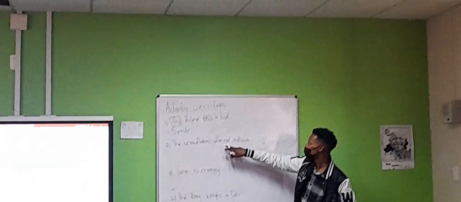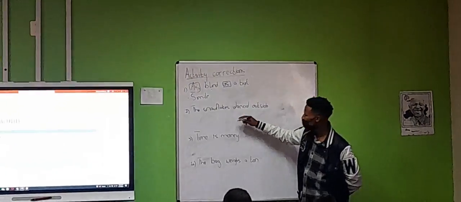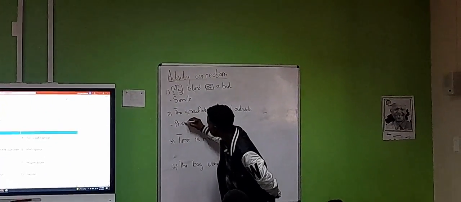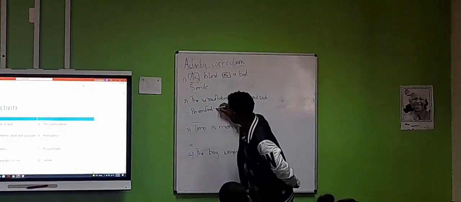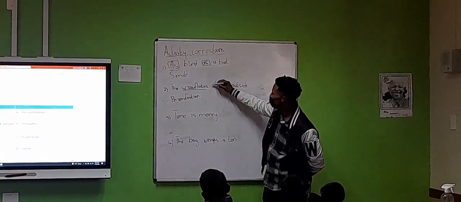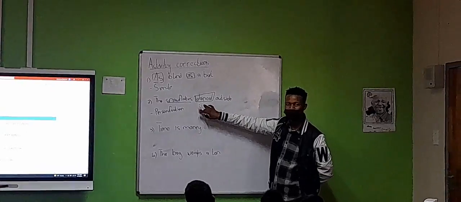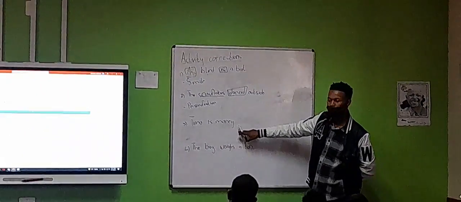In the second sentence, what is this? The snowflakes danced outside. Personification. How do we know it's a personification? Because of the word "dance". So we're giving snowflakes the human quality of what? Dancing. That is personification.